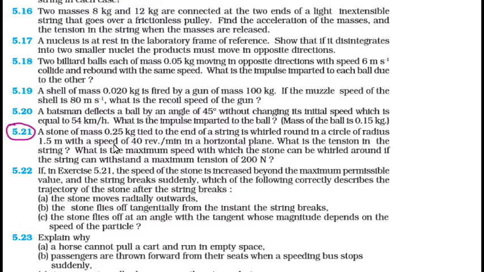A stone of mass 0.25 kg tied to the end of a string is whirled round in a circle of radius 1.5 meter, at a speed of 40 revolutions per minute in a horizontal plane. What is the tension in the string? What is the maximum speed with which the stone can be whirled around if the string can withstand a maximum tension of 200 Newton?